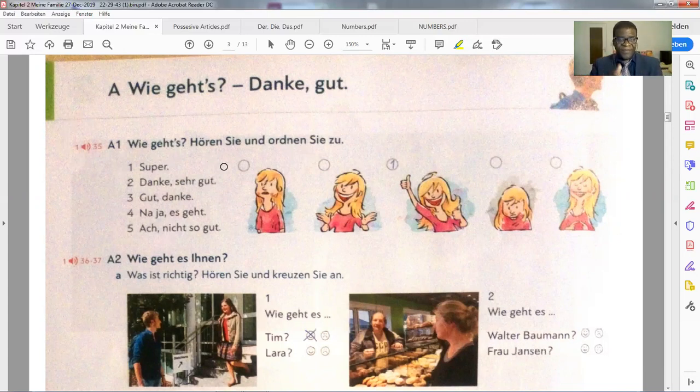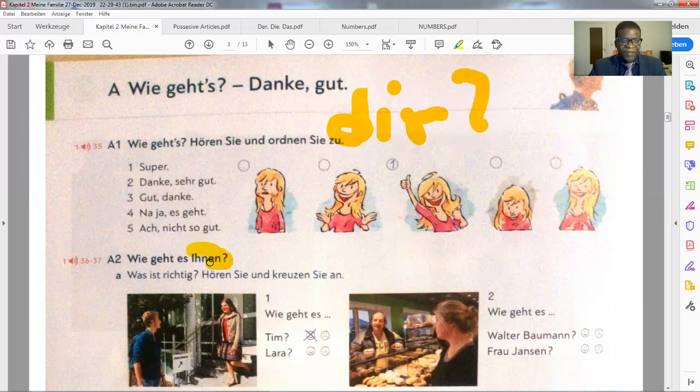Okay, somebody's greeting, wie geht es dir? Then somebody's responding with different types of Antworten. Antworten means answers. So when somebody greets you in German, wie geht es dir, or wie geht es Ihnen? Dir is informal, okay? Wie geht es dir? Okay, that's informal. Ihnen is formal, okay?